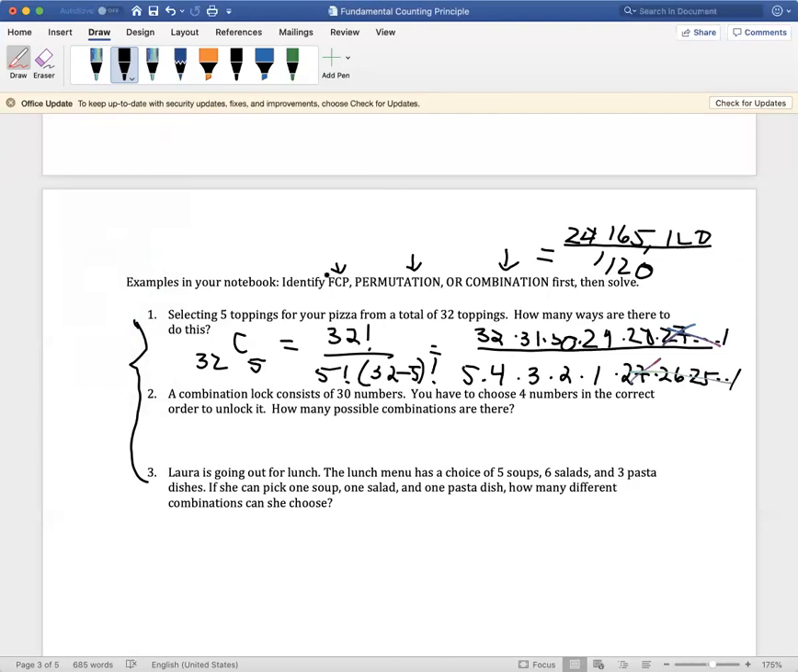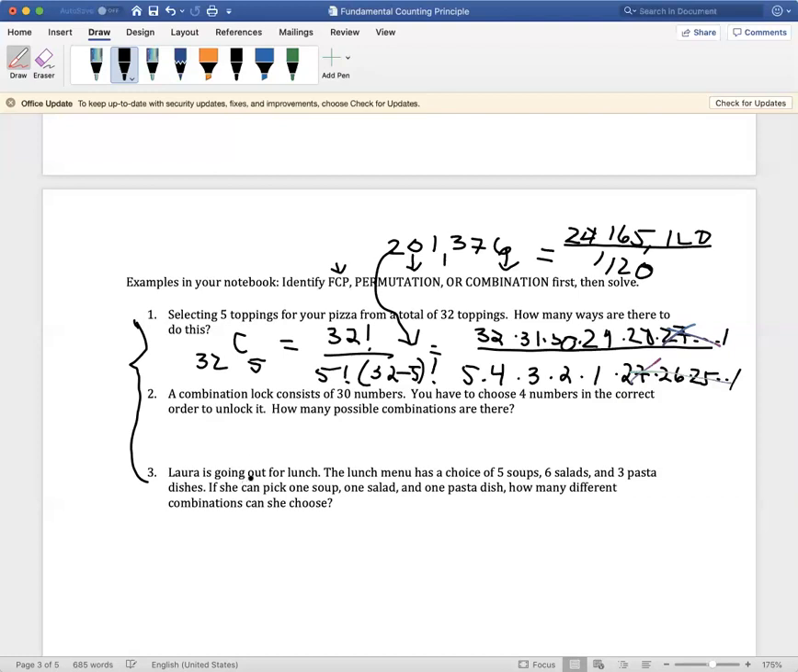And I get 201,376. So there's 201,376 different ways to select 5 toppings for a pizza from a total of 32 toppings. Okay, so let's compare that with number 2.